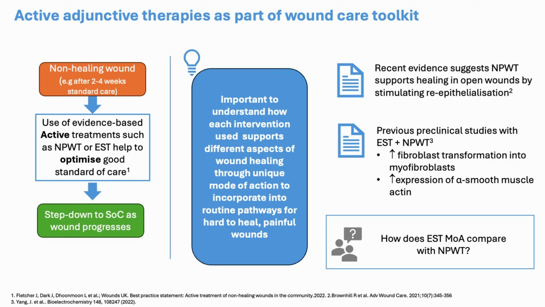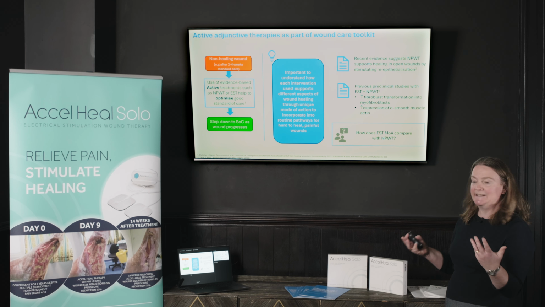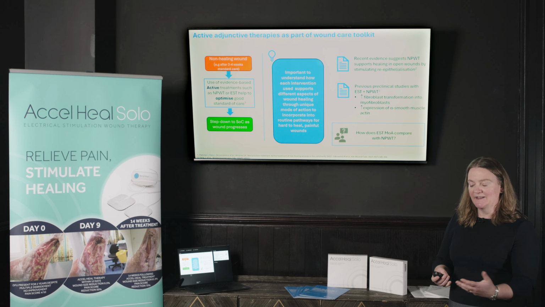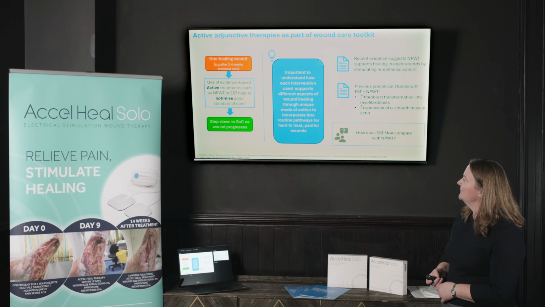So we think normally around 2 to 4 weeks of standard care, and if the wound's not progressing, we can then progress to an active treatment. So for example, things like negative pressure or electrical stimulation therapy that help to optimise that really good standard of care. Once we see that wound progressing and we see that wound on a healing trajectory, we can then step down to standard of care again.